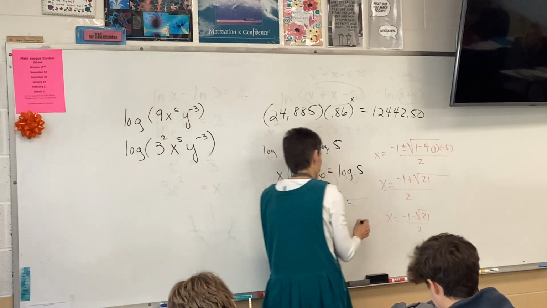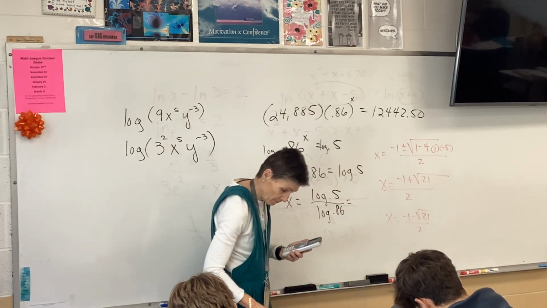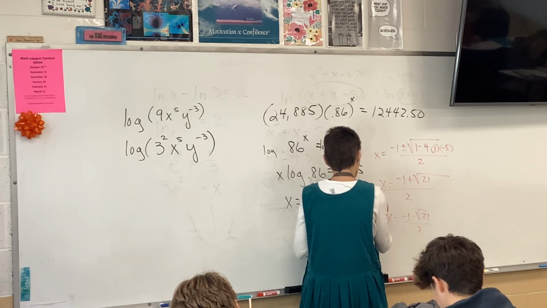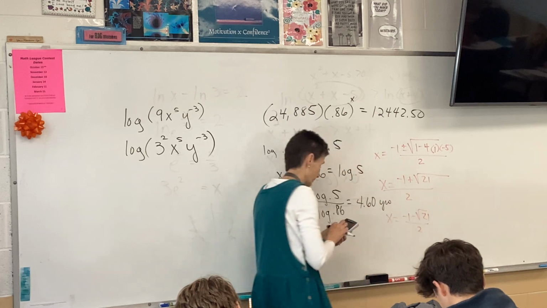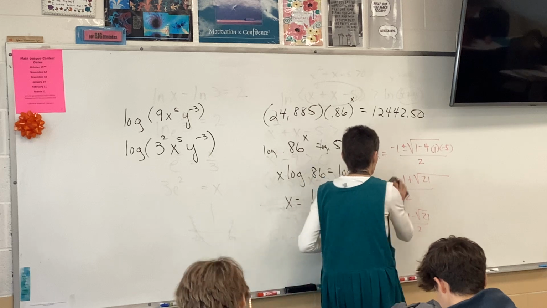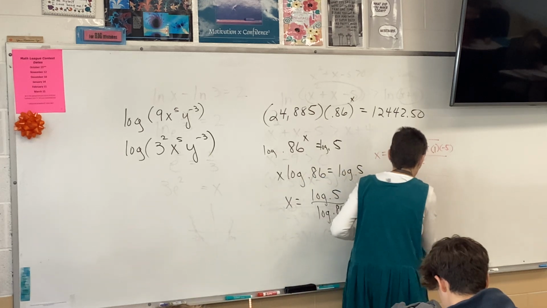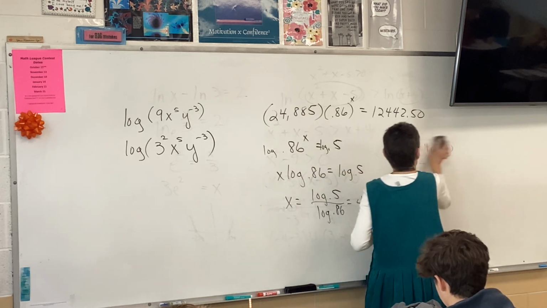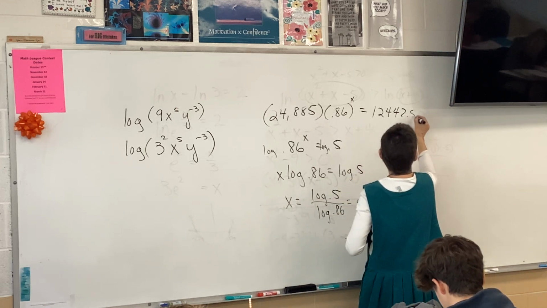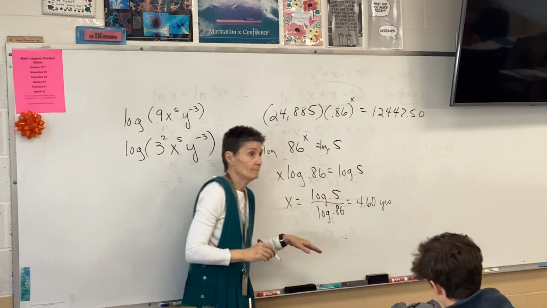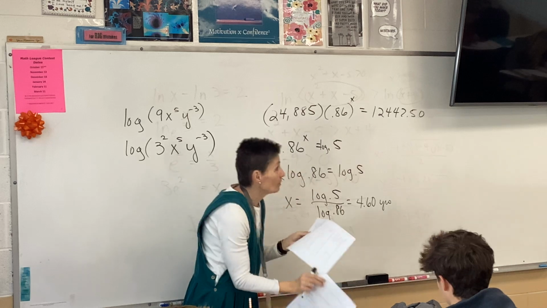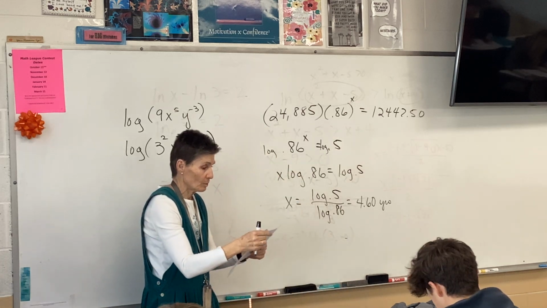It says rounded off to the nearest 100. So I got 4.60 years. Anybody else get that? I self-refreshed from last period, so I'm a little bit frazzled. Is that okay? All right, good. Let's keep going a couple more, and then we'll go back to quizzes.